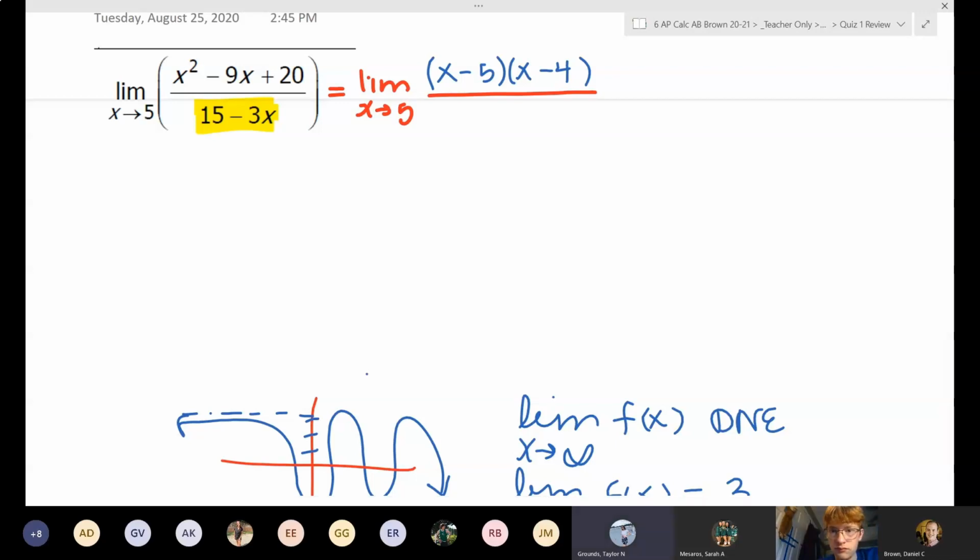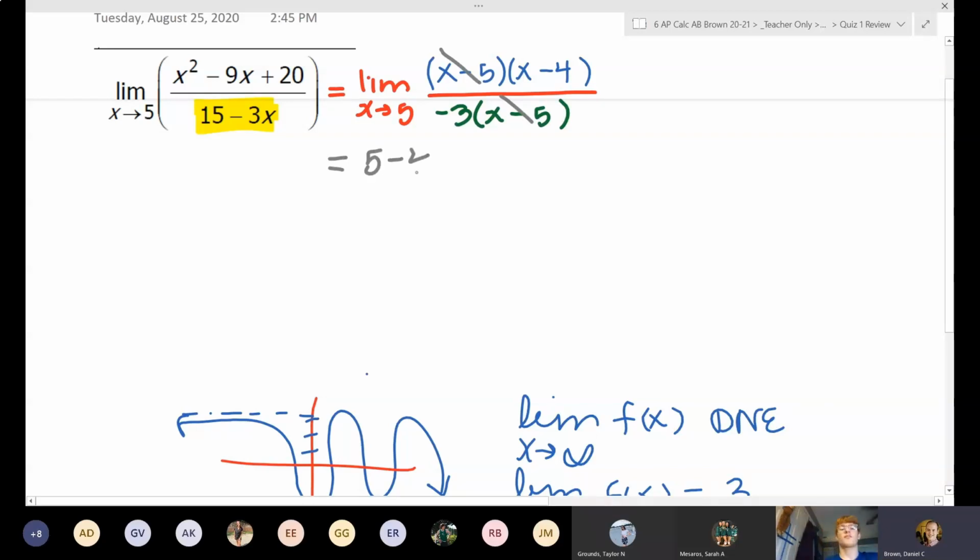The -3. There will be an example like this tomorrow, which is why I also want to review it. So by factoring out that -3, the x moves to the front, and instead of positive 15, it's going to become -5. And then we can see that it cancels. And then we can go ahead and do our direct substitution.